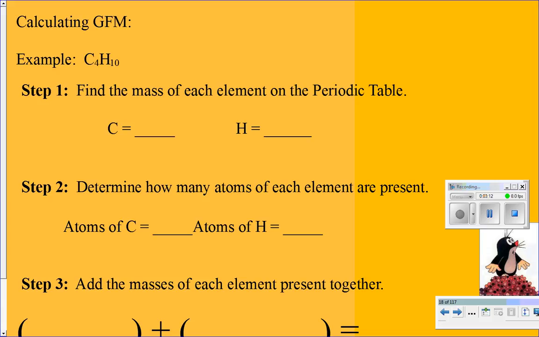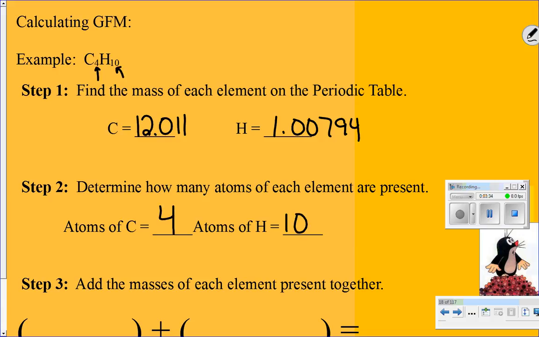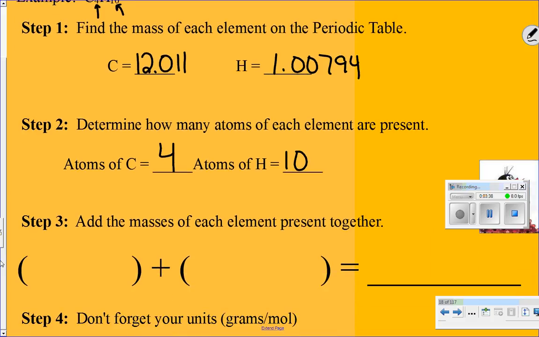So next we're going to do C4H10. So you look up the mass of each of these. We have 4 atoms of carbon involved and 10 atoms of hydrogen in this compound. So what we're going to do now is 4 times our 12.011 to represent all of our carbons, and 10 times 1.00794.